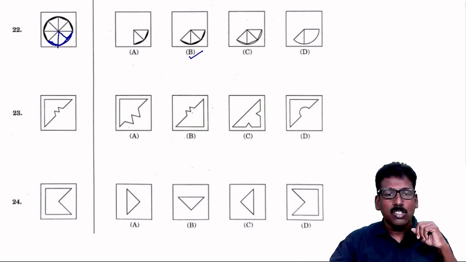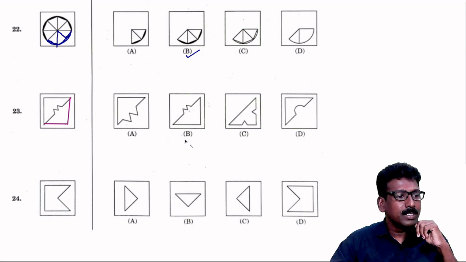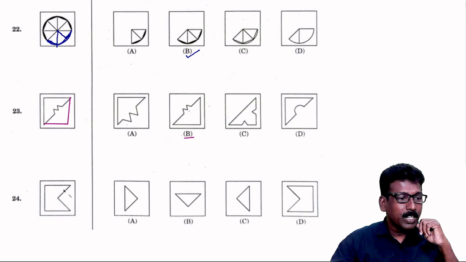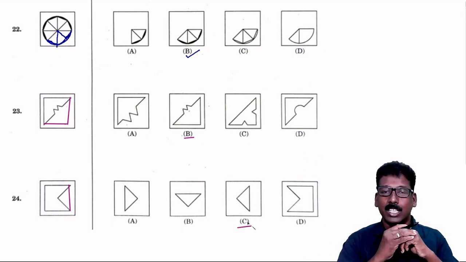Similarly, the next one is a part of a square. Now, if you join this one, B will be the same figure. Now, here again, this is a square. This part is missing. Yes, C can be the correct option.